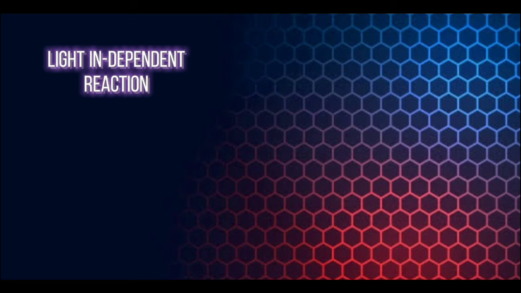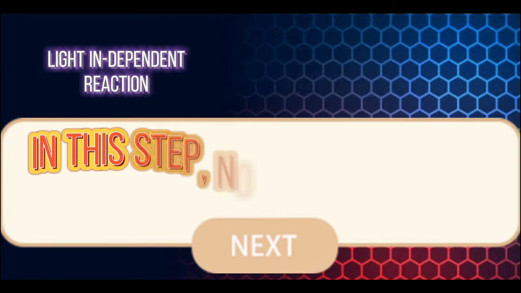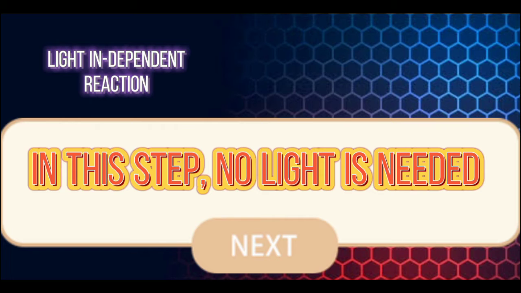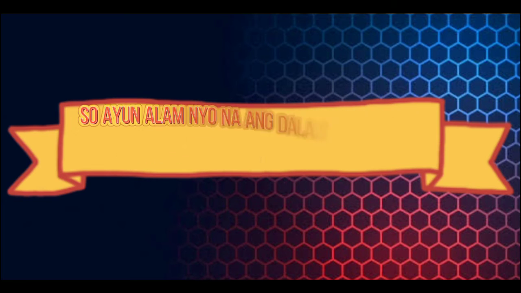The second stage is light-independent reaction. Use the ATP and NADPH from the light-dependent reaction to reduce carbon dioxide and convert the energy in carbohydrate such as glucose. It takes place in the stroma of the chloroplast. In this step, no light is needed. So ayun, alam niyo na ang dalawang stages. Punta naman tayo sa chloroplast.